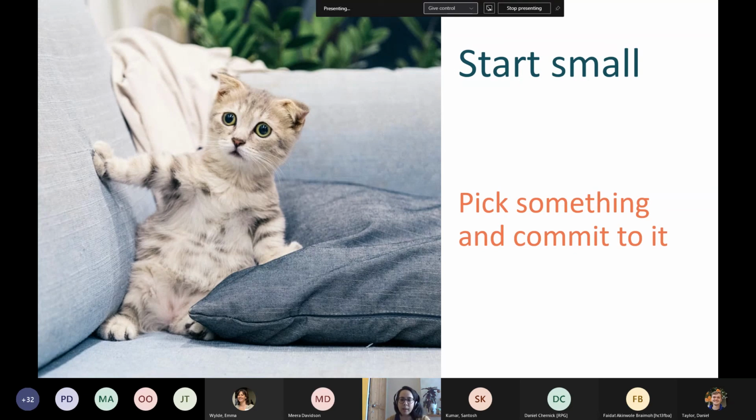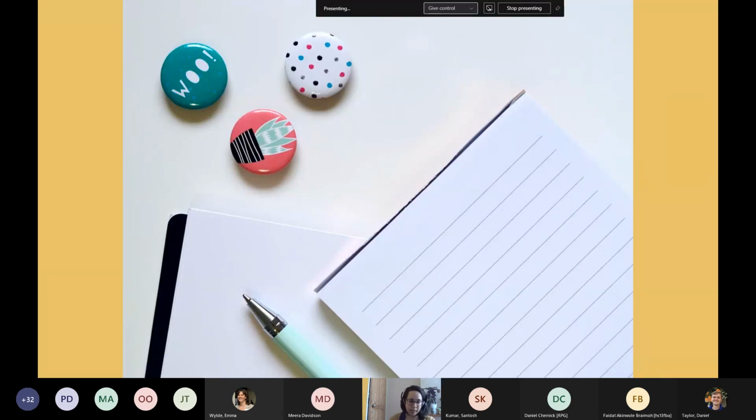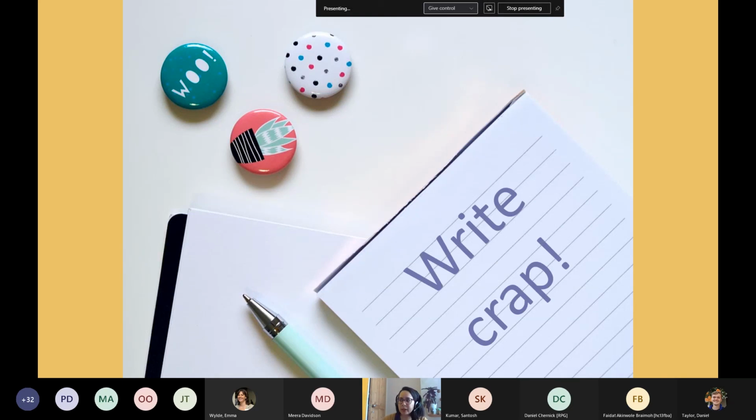So pick something and commit to it. And that is one of the key things as well. And when you're ready, the other thing, this is going to make you feel really uncomfortable. But when you do start writing, write crap. It will be bad, but no one needs to see it. Don't correct it as you go. Just dump out all your thoughts.